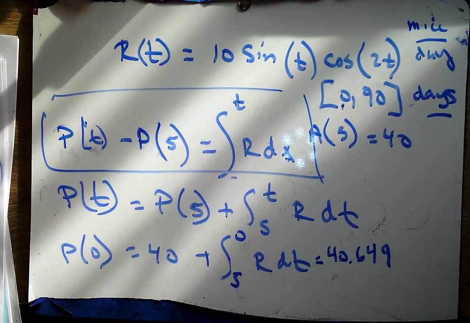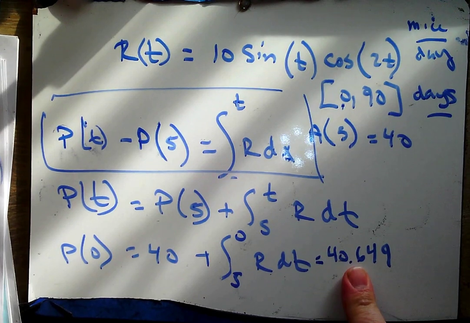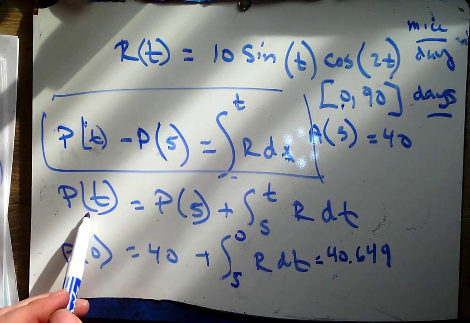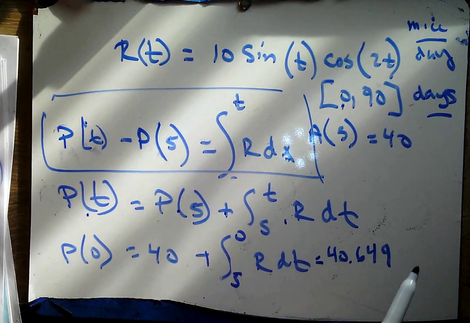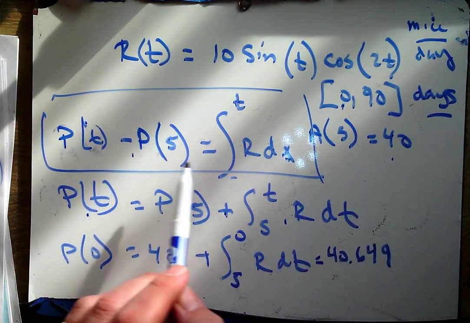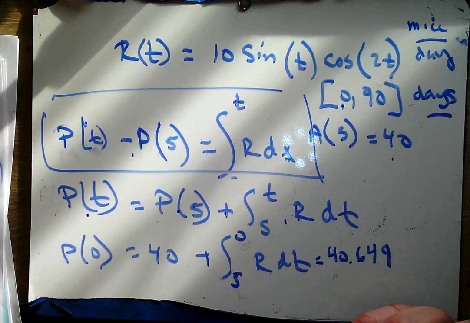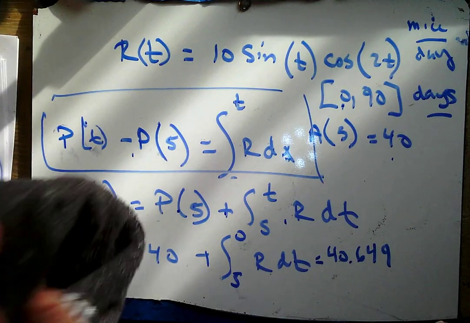How many mice were there when the population monitoring started? There were a little more than 40 mice at t equals 0 days. Good. And that's it. We've got our population of mice function, 40 plus that integral, and we use that to figure out how many mice we had at time equal to 10. Okay, that's very nice. See, those are the sort of things that we need to get comfortable with.